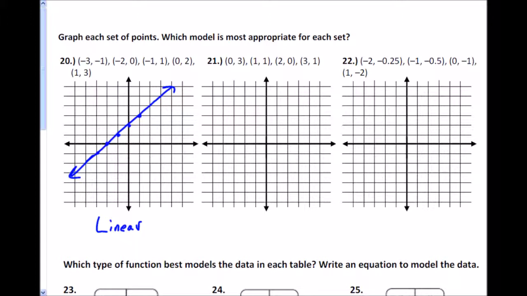For the next one, again, we plot the points. (0, 3) is up here. (1, 1) is here. (2, 0) is here. (3, 1) is right here. And by looking at these points, we can see that it goes down and then back up. This is clearly going to be a parabola, which means this is a quadratic function.